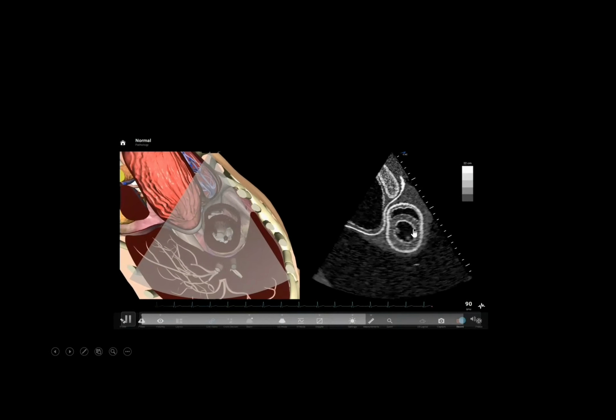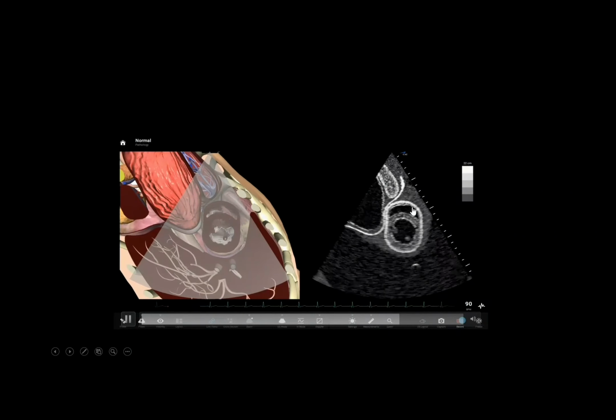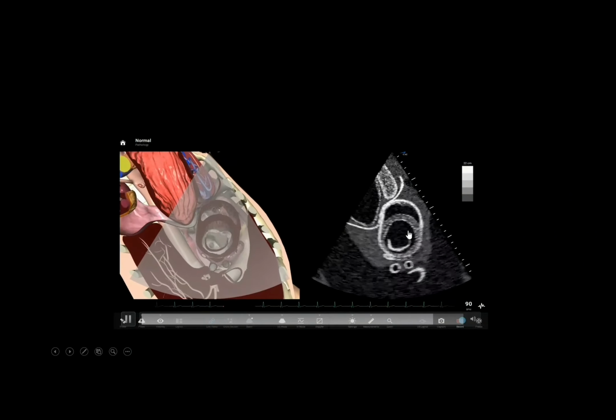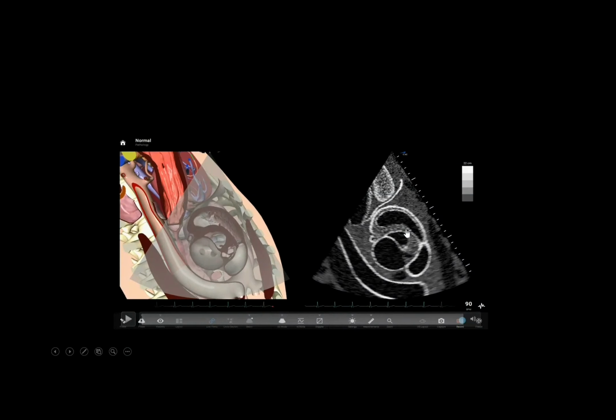You can assess the relative size of the right ventricle with the left ventricle. You can assess the septum movement and relative chamber sizes in the subcostal view as well, especially in those with very poor parasternal views.